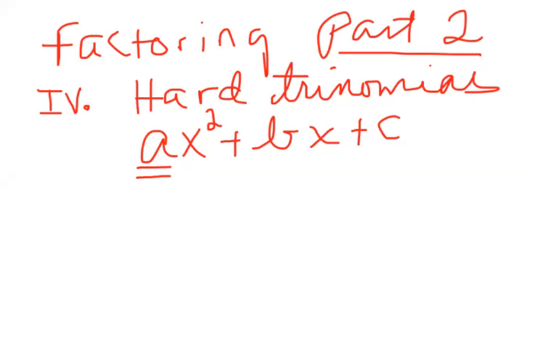Now, we are looking at the hard trinomials, and we call these the hard trinomials because the leading coefficient is not equal to 1. So that leading coefficient is not 1. The A value is not 1. When you have an A value that's not equivalent to 1, you have to look at other ways of including that leading coefficient in the factors. So the method we're going to discuss here is the AC method.